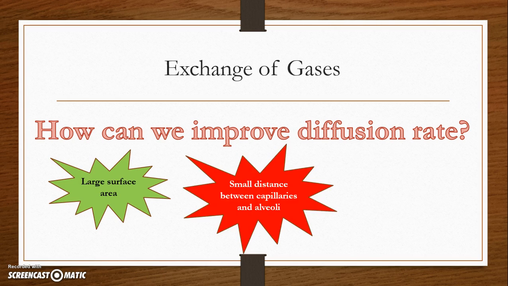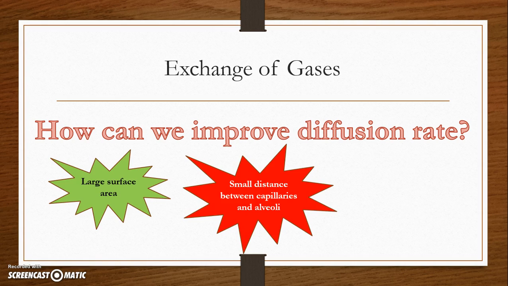What we also want to do is get the distance between the capillaries and the alveoli as small as possible. Now, the smaller that distance, the quicker the oxygen and the carbon dioxide can be transferred. Think about in football when you're passing a football, or a netball when you're passing a netball.